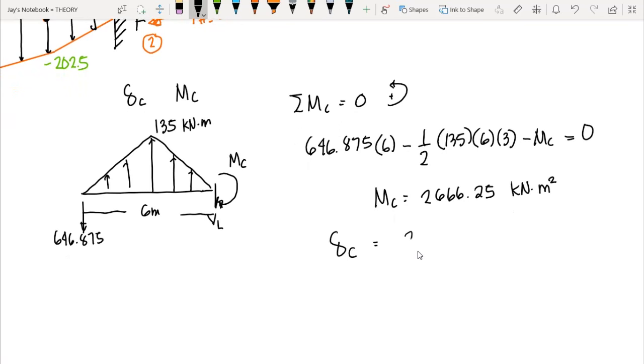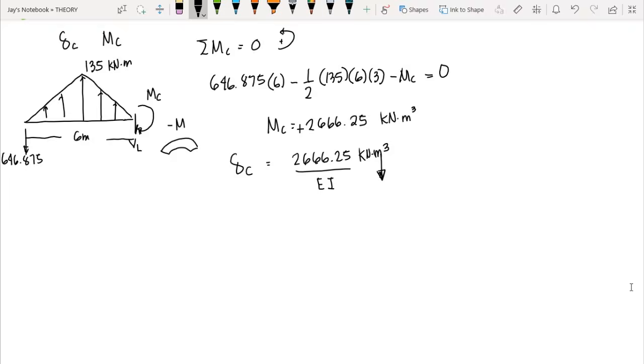So therefore, the deflection at C is 2666.25 over EI. Okay? And since we have positive moment here, therefore, our assumption that moment C rotates clockwise is correct. So that means we have a negative moment or negative bending since this generates a frowning curvature. That means we have a downward deflection. And since we need to compute the exact deformation, then we need to substitute the values of E and I.